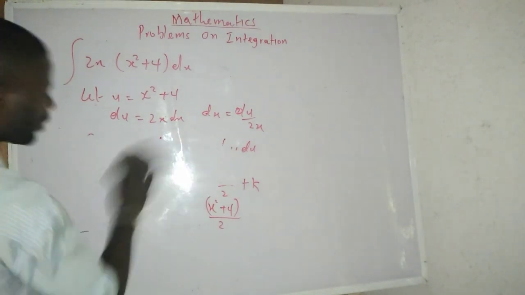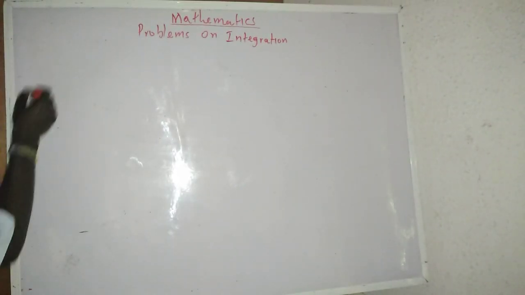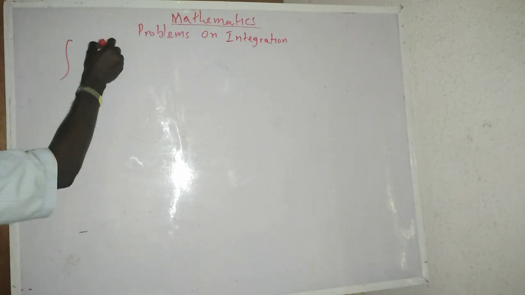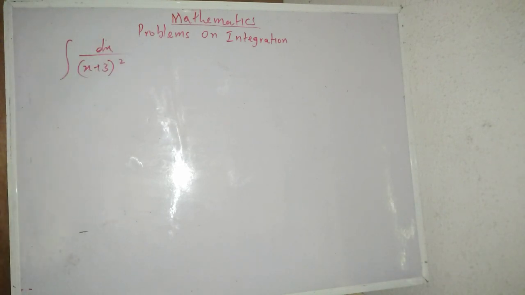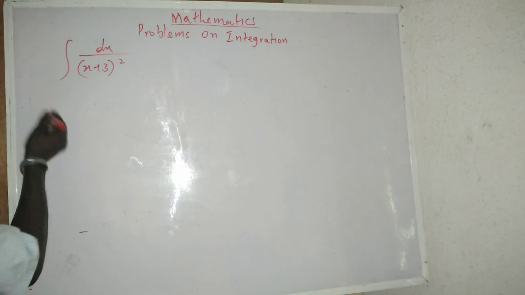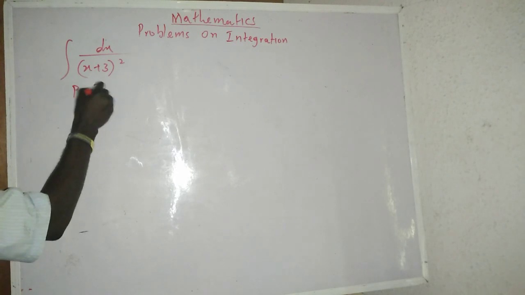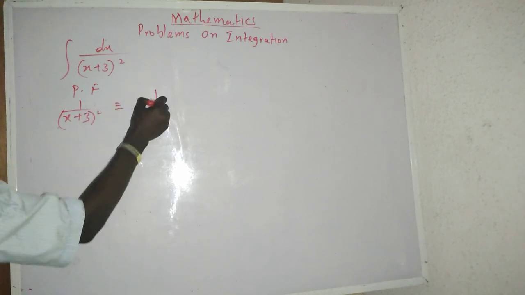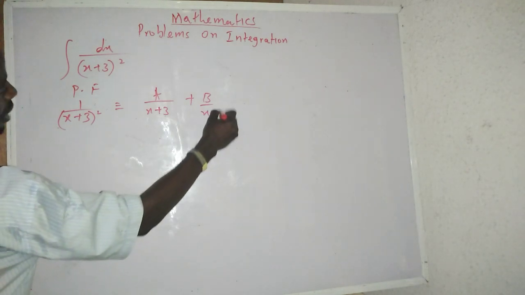Another problem. If I have the integral of x all over (x plus 3) all squared, to solve this particular problem I have to go by integration by partial fractions. I will resolve this into partial fractions: 1 all over (x plus 3) all squared will be A all over x plus 3 plus B all over (x plus 3) all squared.